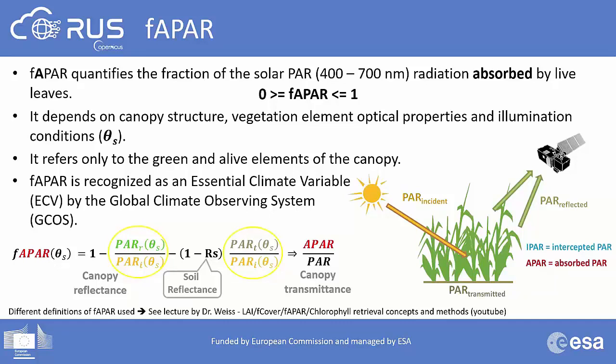difference. Fractional APAR is simply the fraction of incident PAR reaching the canopy top that is being absorbed by the canopy. This value will always be between 0 and 1. Same as the leaf area index, FAPAR is also one of the essential climate variables, or ECVs, recognized by the Global Climate Observing System, or GCOS.